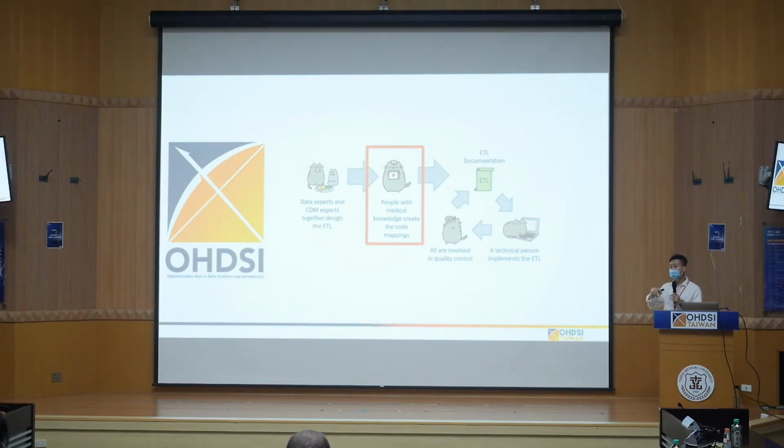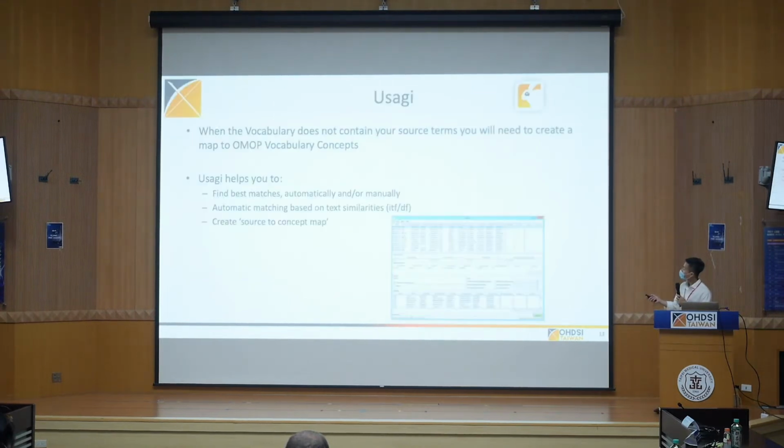Basically, OHDSI automatically maps the code in Taiwan to the code in the CDM, but you still have to cross-check that. You have to cross-check, because some may not be suitable to map to the CDM vocabulary. So the OHDSI tool will try automatic mapping using the text similarity of both coding systems. In Taiwan, for example, I take the drug codes.